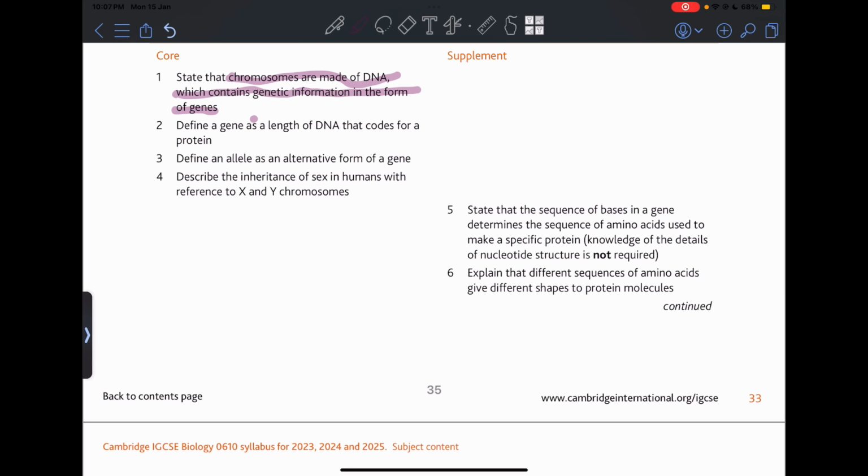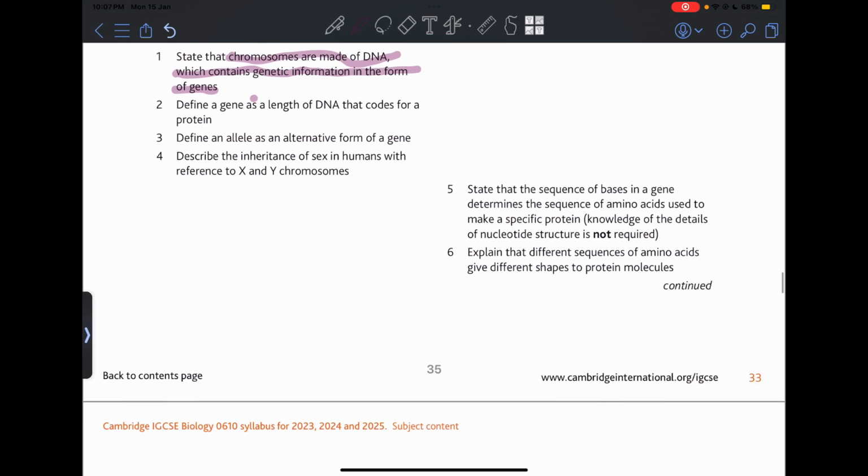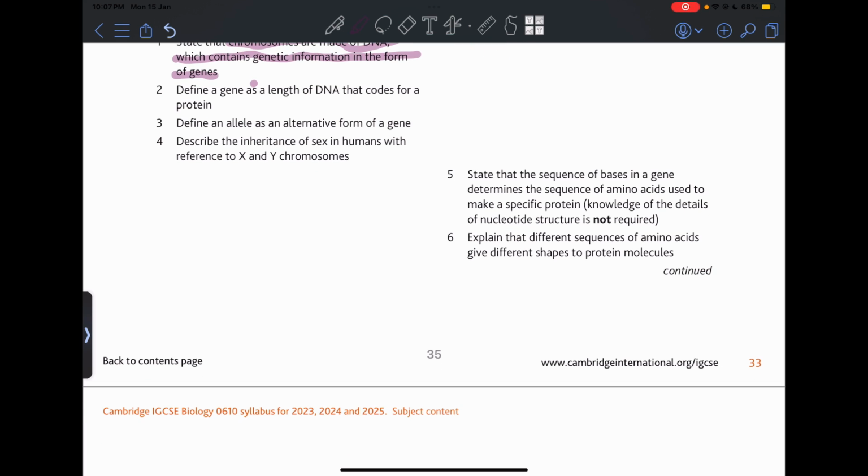Number 3 is also a definition. Define an allele as an alternative form of a gene. Number 4 says describe the inheritance of sex in humans with reference to X and Y chromosomes. So a male will have XY chromosomes. A female, on the other hand, will have only XX chromosomes. So you have to know this.